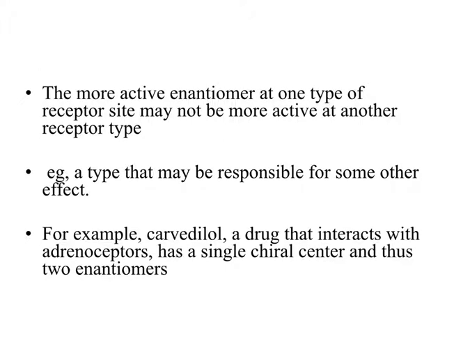And because of that, the more active enantiomer at one type of receptor site may not be more active at another receptor type, for example, a type that may be responsible for some other effect. For example, carvedilol هذا alpha beta blocker. Carvedilol, a drug that interacts with adrenoceptors, has a single chiral center and thus two enantiomers.